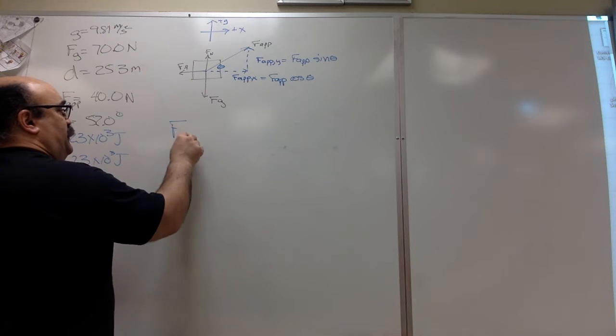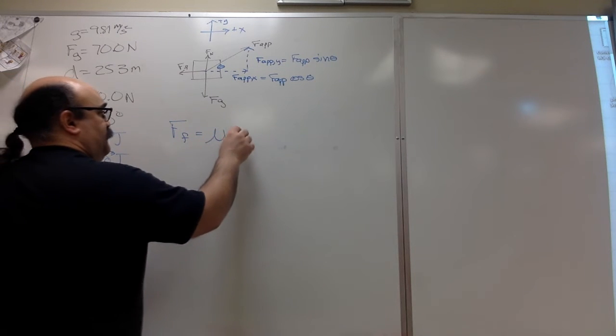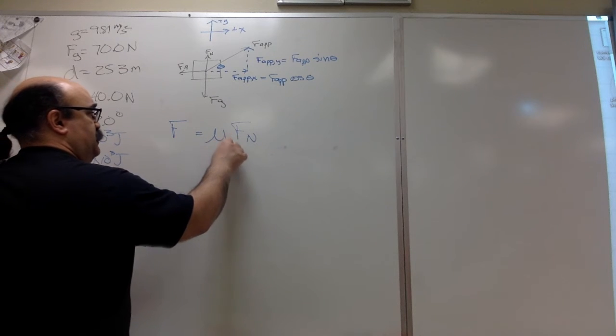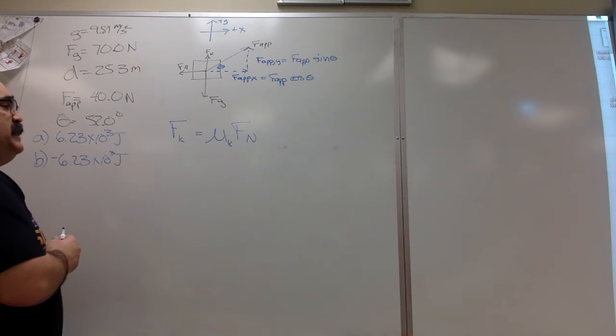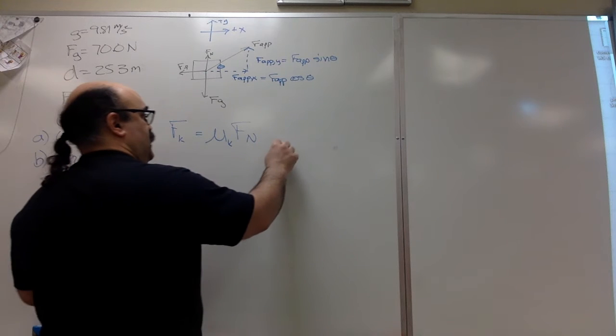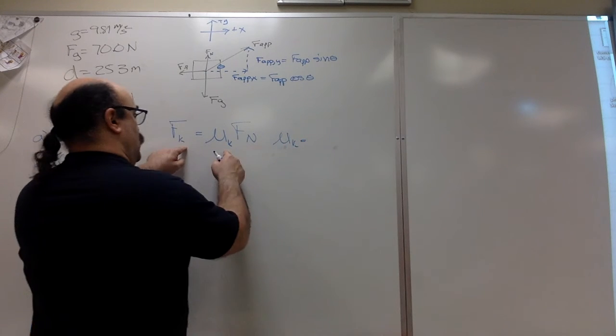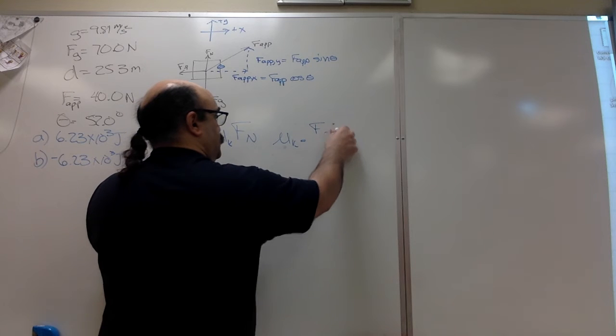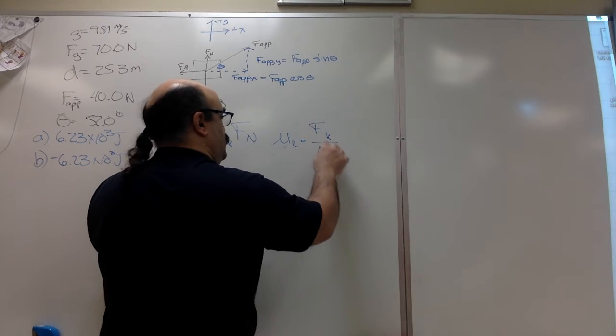We have that the frictional force equals the coefficient of friction times the normal force. In this case, they're kinetic, so that would be mu sub k, and this would be F sub k. We want to find mu sub k. Well, mu sub k is simply then what? The force of friction, kinetic in this case, divided by the normal force.